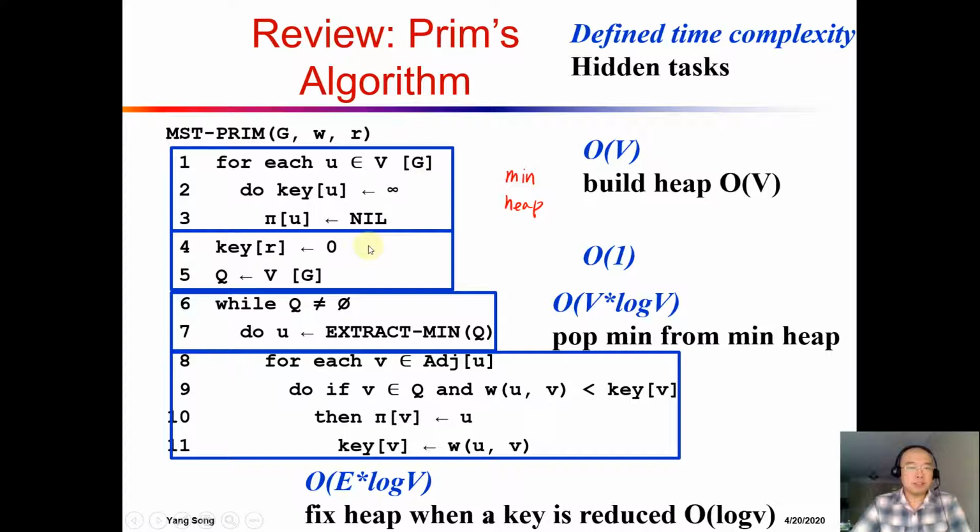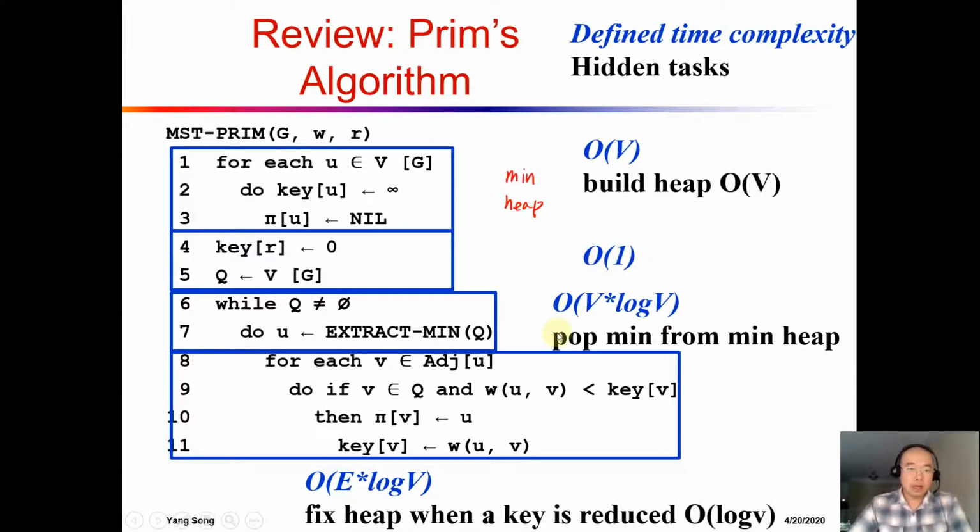Okay, and for the second box, that's the easiest. Well, there are just two lines of code, and they're both primitive steps. So the second box is O(1). Okay, and the next one.